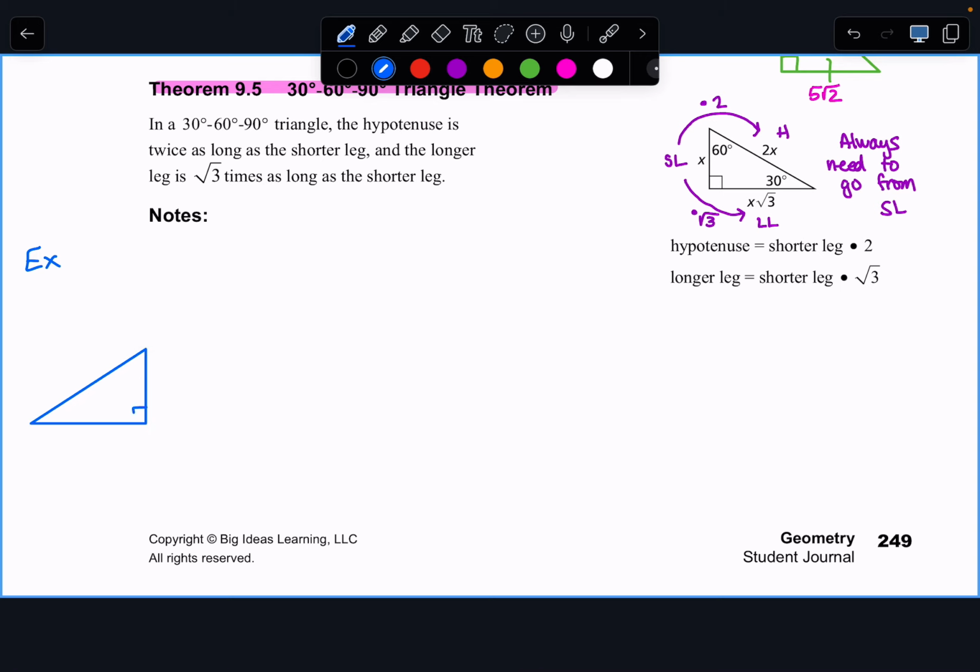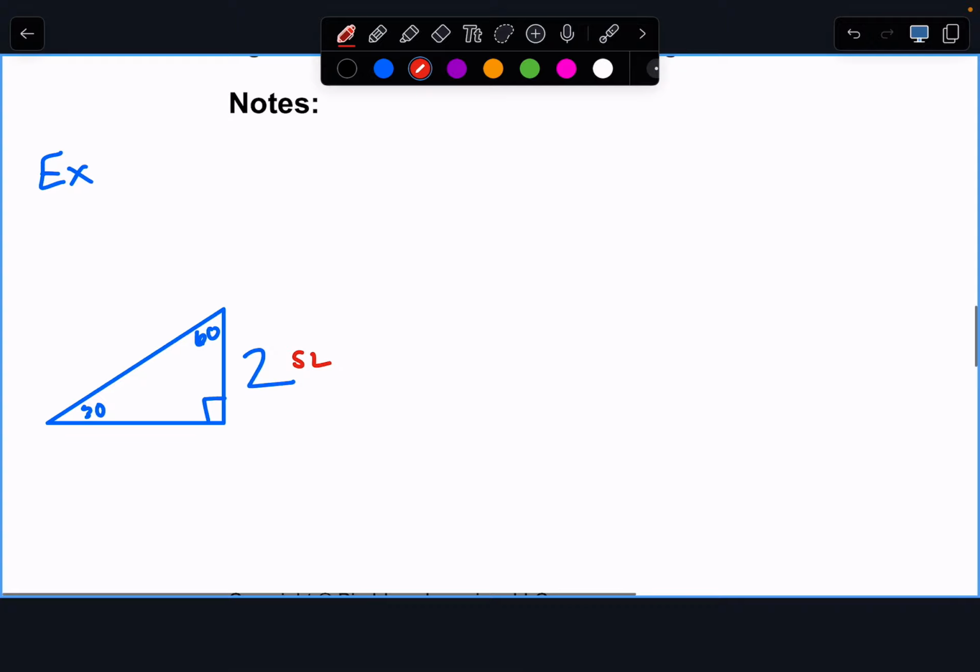All right, so you're going to draw this in. We have a 30, 60, 90 triangle, and this side right here is 2. Which side did I label as 2? The short leg. The short leg is 2. Okay. So if I want to go to the hypotenuse, how do we get there? We need to multiply by 2. So our hypotenuse is 4.